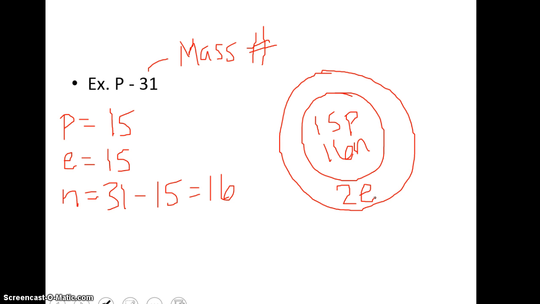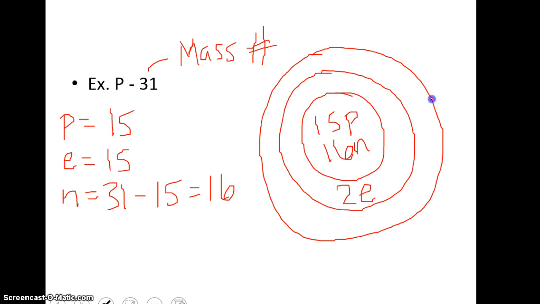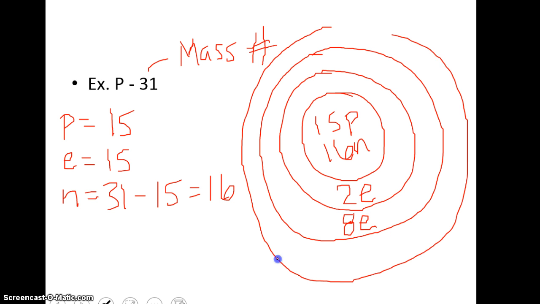Next, we need to get up to 15, so we need to draw more energy levels. So our next energy level can hold up to 8 electrons. So since we need to get to 15, we'll add 8 because now that gives us 10. We're going to draw another energy level because we're not up to 15 yet. Our third energy level can hold 18 electrons.